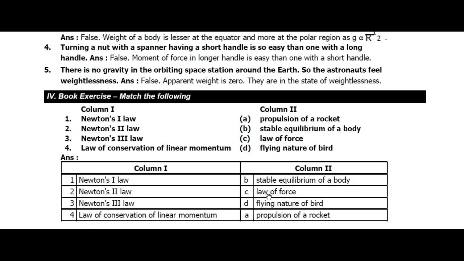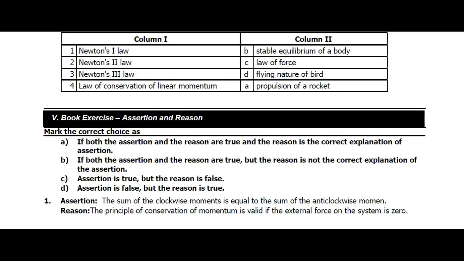Newton's second law, law of force. Newton's third law, flying nature of a bird. Next, law of conservation of linear momentum. Answer, propulsion of a rocket. Next we'll see assertion and reasoning. First one, assertion: the sum of the clockwise moments is equal to the sum of the anticlockwise moments. Reason: the principle of conservation of momentum is valid if the external force on the system is zero.